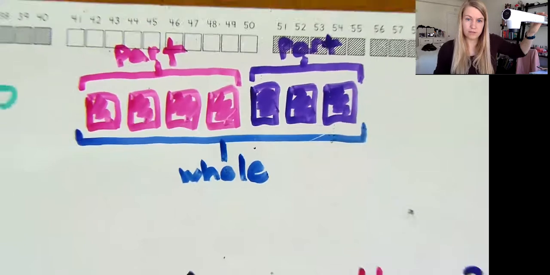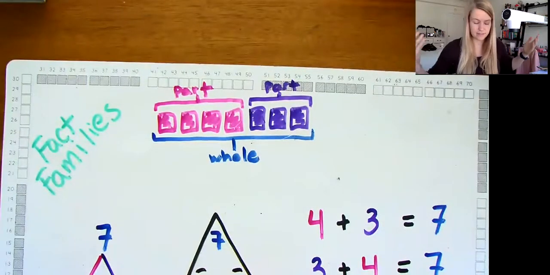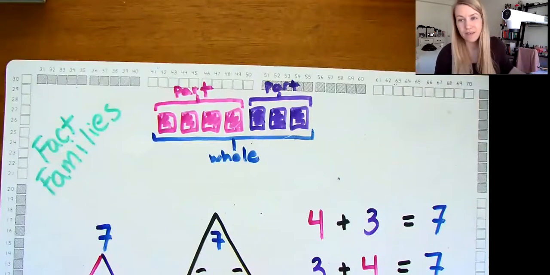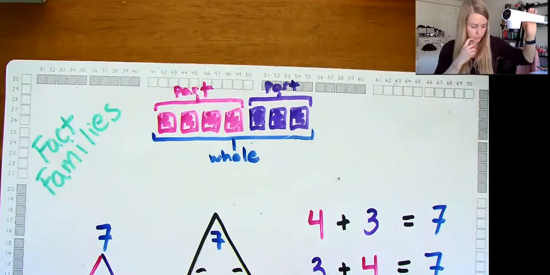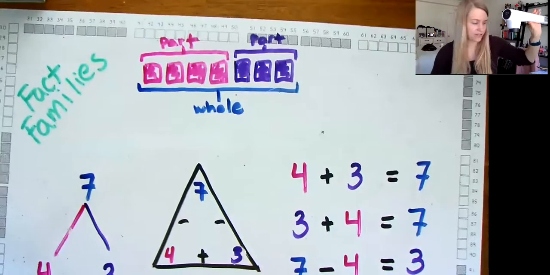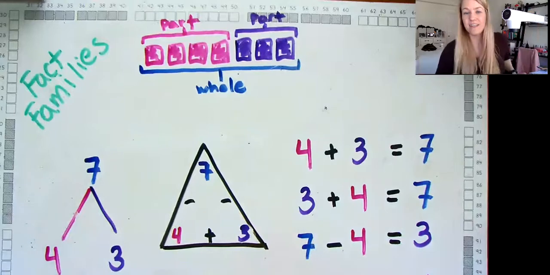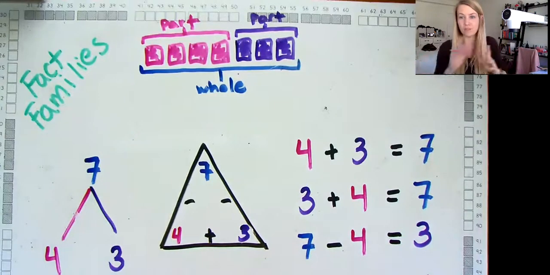Let me zoom out. Now, the example that I have here is the whole being 7, and I'm focusing on the equation 4 plus 3 or 3 plus 4. The switch partner is the same thanks to the commutative property of addition. It doesn't matter what the order of the addends is. You can swap them and we'll still get our answer.